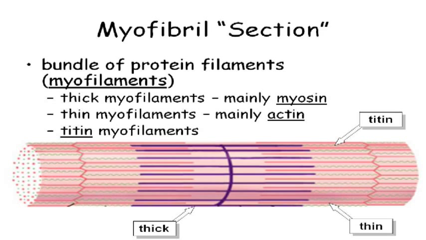All right, the proteins, I said these were protein filaments. The main protein in the thick filament is myosin. In fact, sometimes it's called a myosin filament. The main protein in the thin filament is actin. And in this one, the protein is titin.